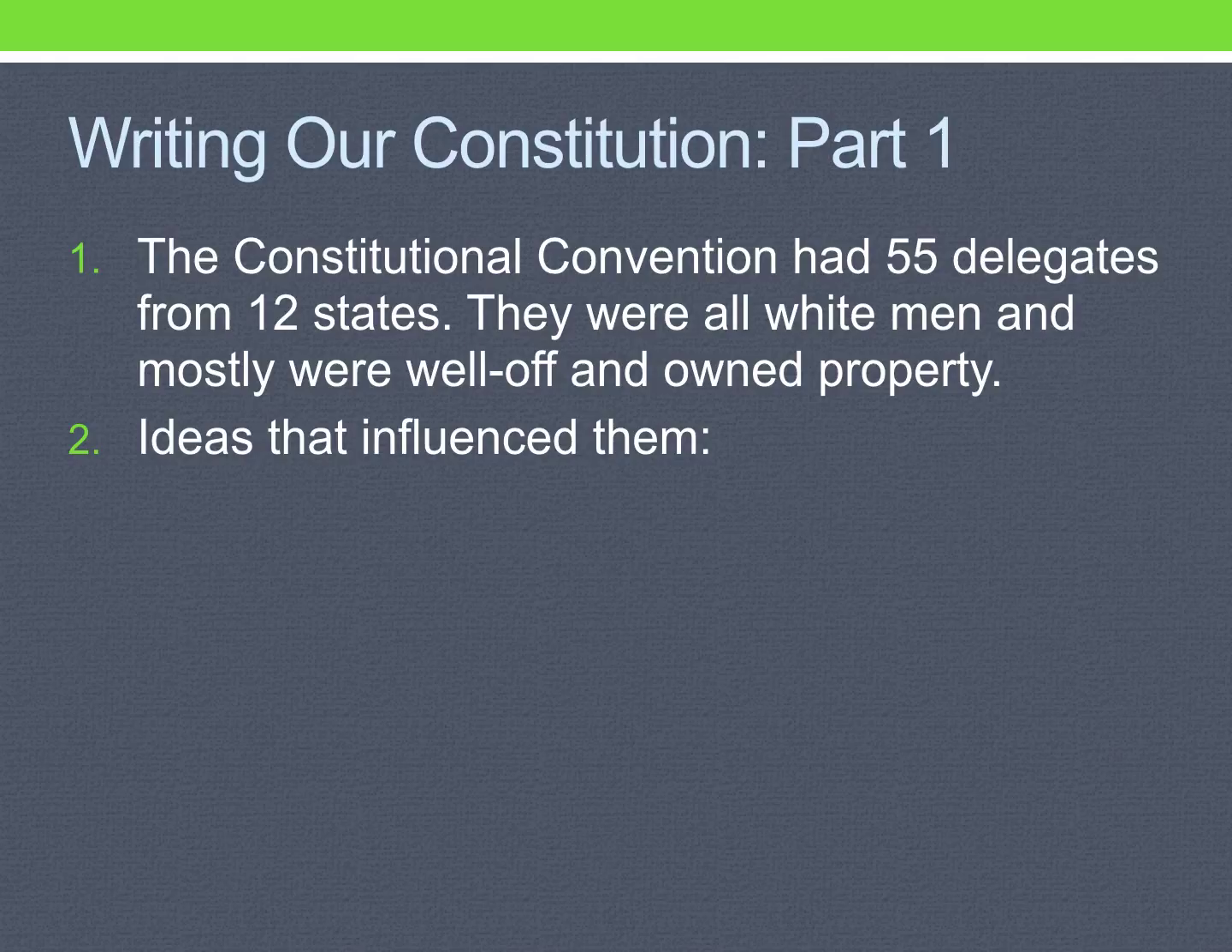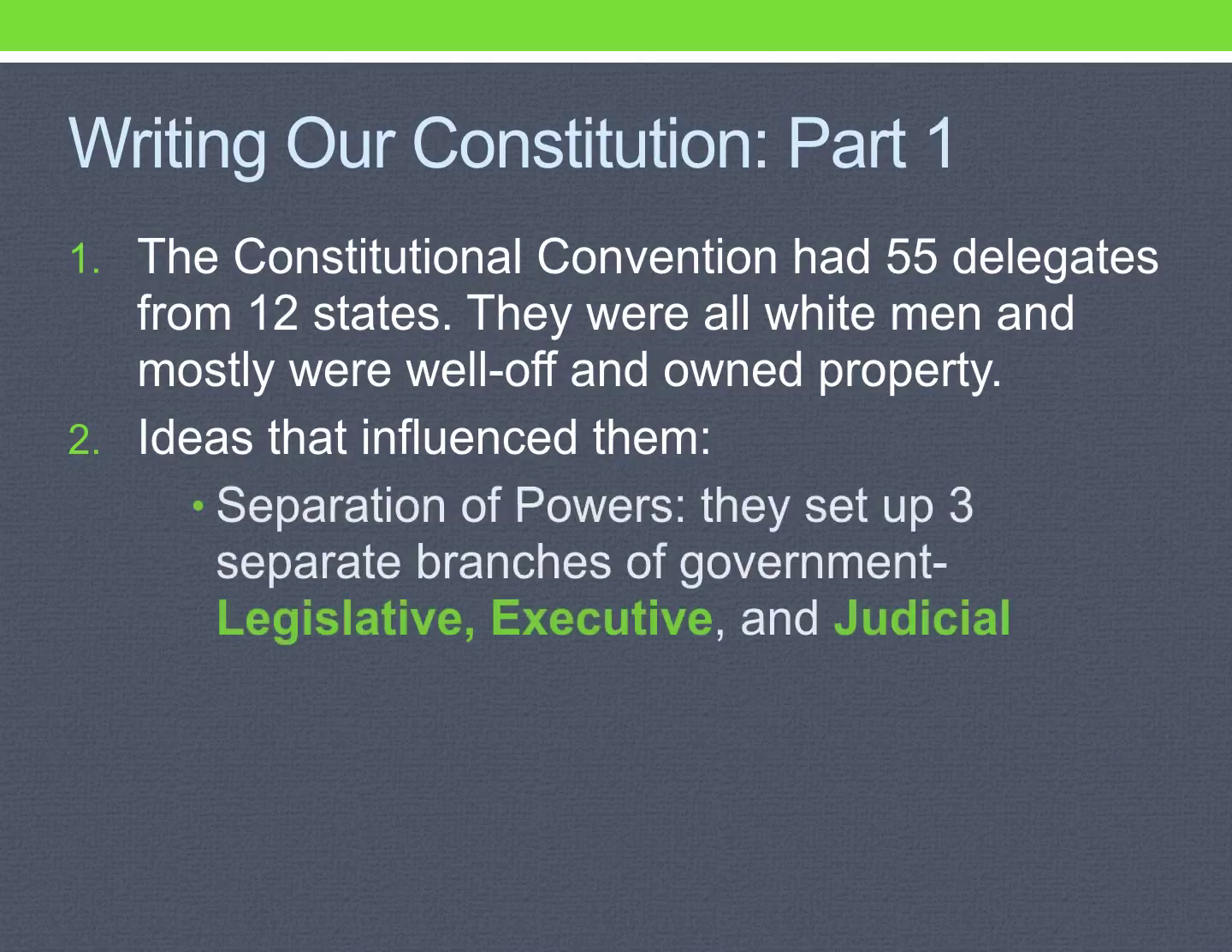There were some important ideas that influenced these delegates as they got to work creating our new government. One was separation of powers. And because of this, they set up the new government to reflect what was already built into all of the state governments. 3 separate branches: a legislative or a lawmaking branch, the executive branch, whose job is to enforce the laws, and the judicial branch, whose job is to interpret the laws and to settle any disputes that come up.